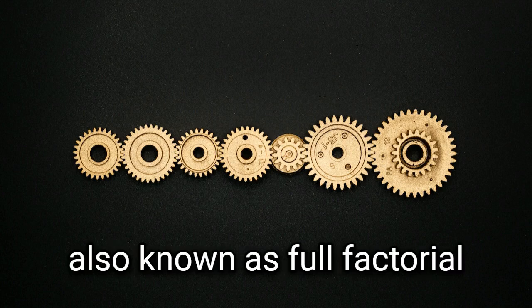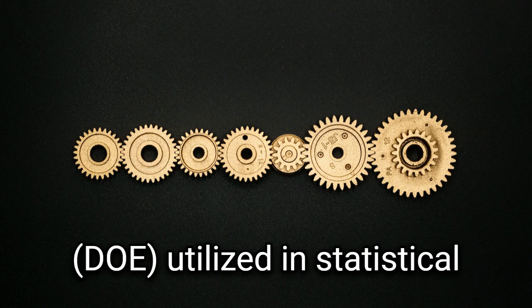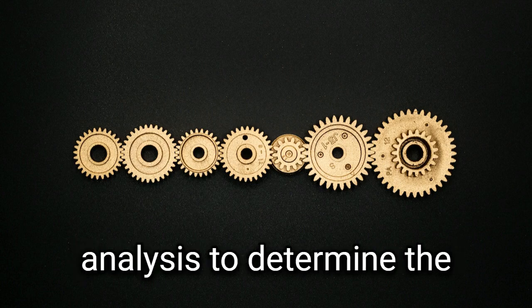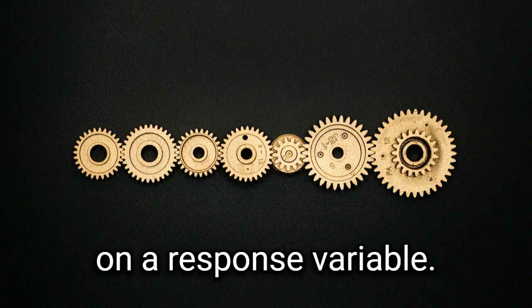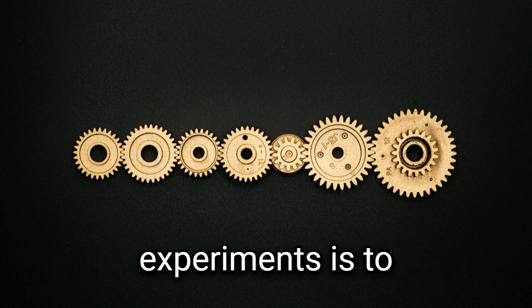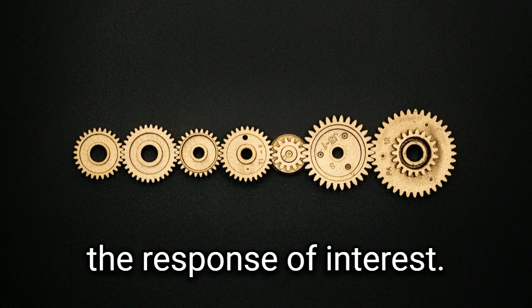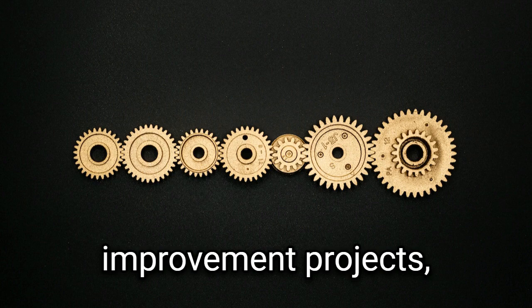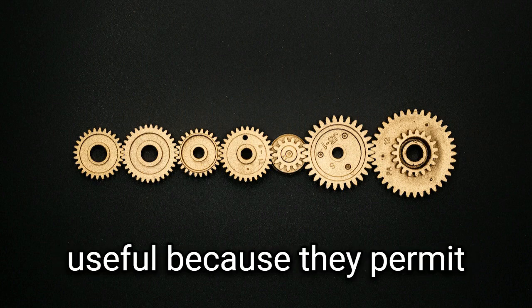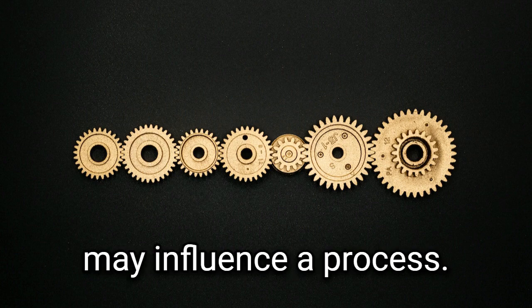Factorial experiments, also known as full factorial designs, are a type of experimental design utilized in statistical analysis to determine the individual and combined effects of several factors on a response variable. The goal of factorial experiments is to understand the interactions between several elements and how they influence the response of interest. In Lean Six Sigma process improvement projects, factorial experiments can be useful because they permit the methodical examination of various aspects that may influence a process.